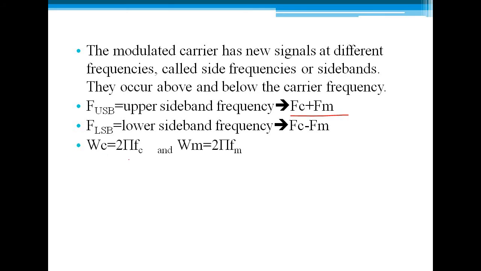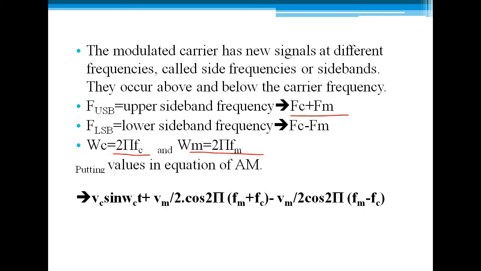And we know that when we are representing any frequency in radians, omega c is given by 2 pi fc. So omega c is represented by 2 pi fc and omega m is represented by 2 pi fm. Now putting this value in the final equation of AM, we get the equation as Vc sine omega ct, or 2 pi fct, Vm by 2, where we replace omega m by 2 pi fm and omega c by 2 pi fc. We have taken 2 pi common, so we have fm plus fc, and here fm minus fc. So this equation is made up of three parts, 1, 2 and 3.